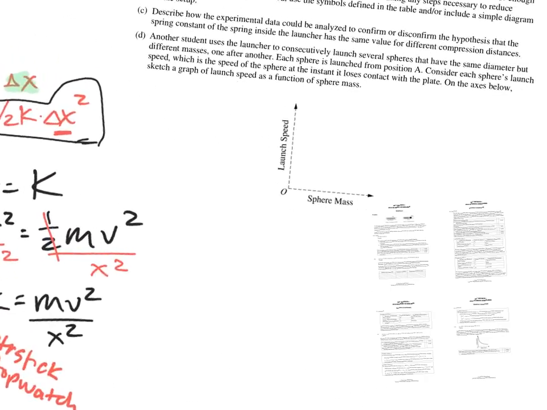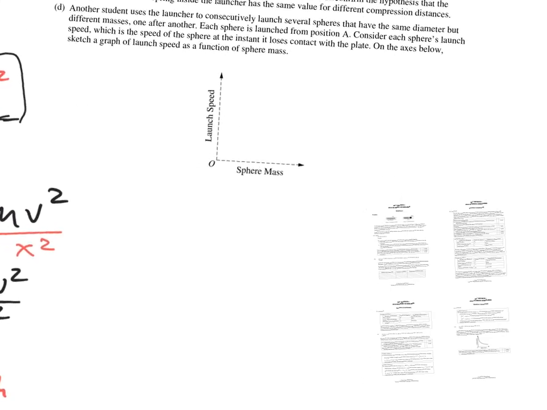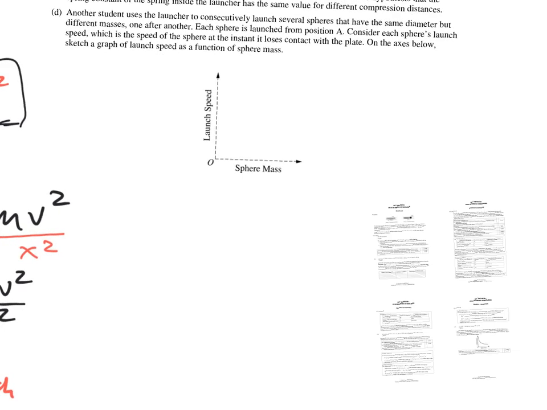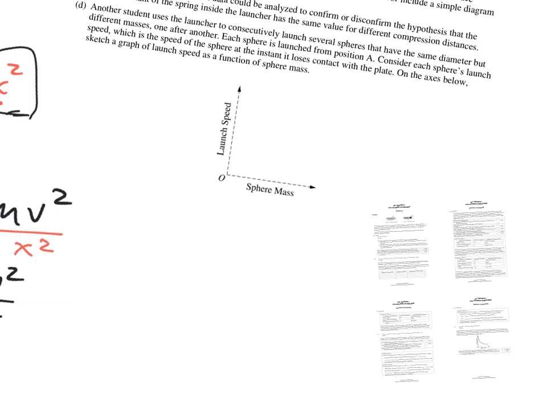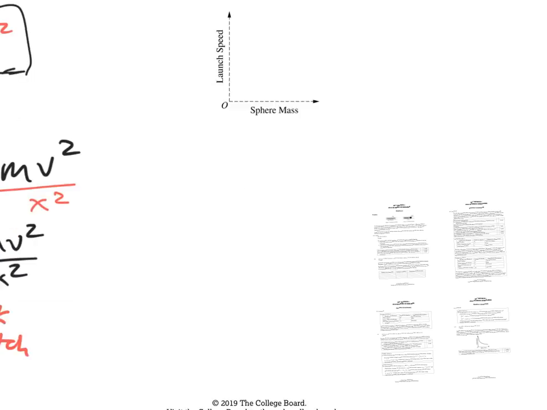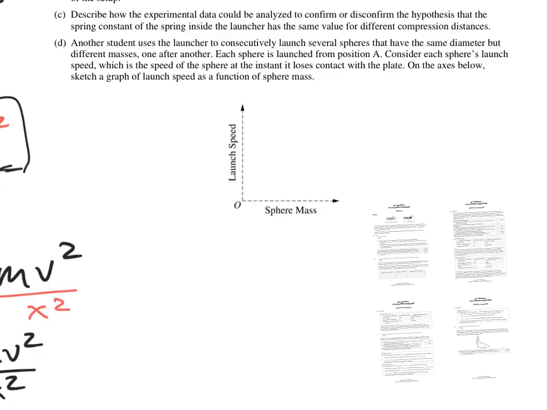Okay, and bring us back into here. So then, part D, another student uses the launcher. Yikes. Sorry. Doesn't want to. There we go. Another student uses the launcher to consecutively launch several spheres that have the same diameter, but different masses, one after another. So each sphere is launched from position A. Consider each sphere's launch and sketch a graph of launch speed as a function of sphere mass.